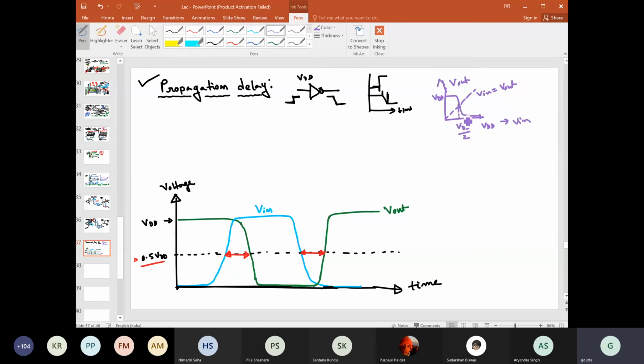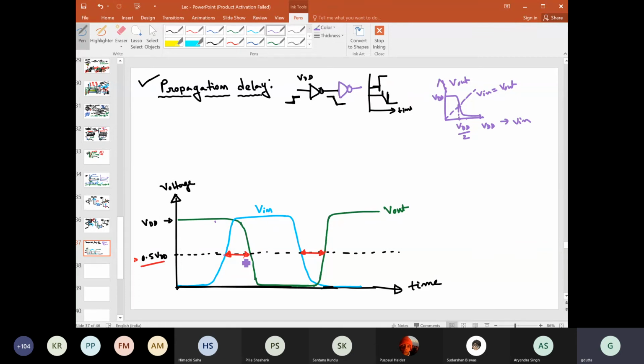So what is the logic threshold? If V in is just above this point, then the output is expected to be 0. If V in is below this, the output is expected to be high. That is why this definition of the propagation delay is inspired from this concept. Why 50% of VDD? Because below this it is one level, above this input it is another level. Similarly, for the output, above this is one level and below this is another level. Why? Because maybe this output is driving another inverter.